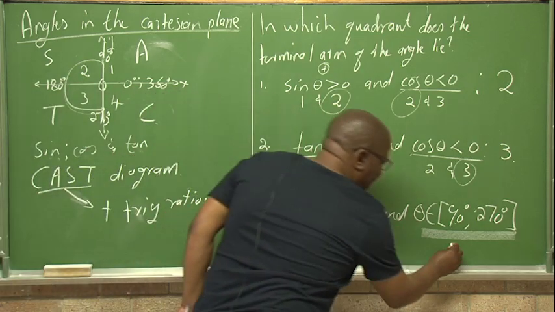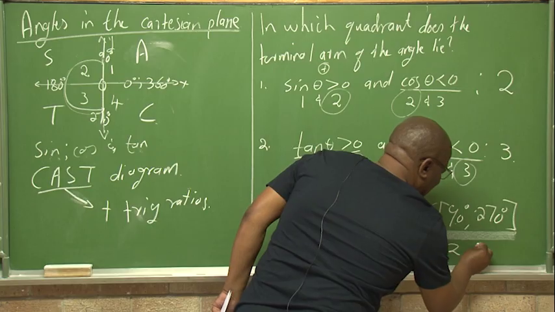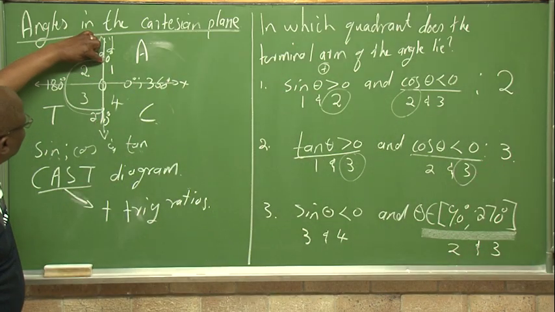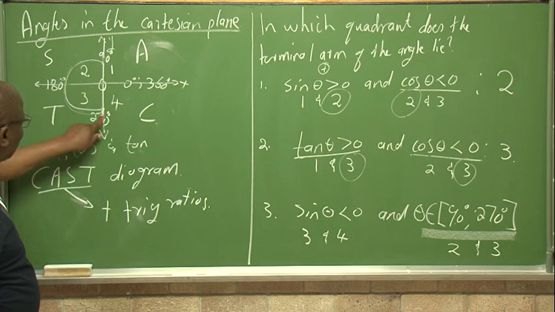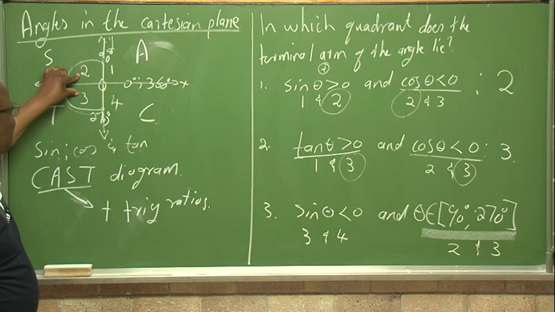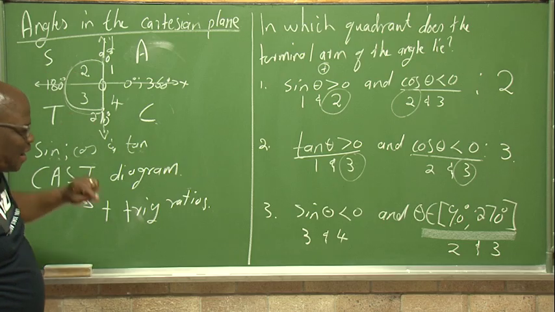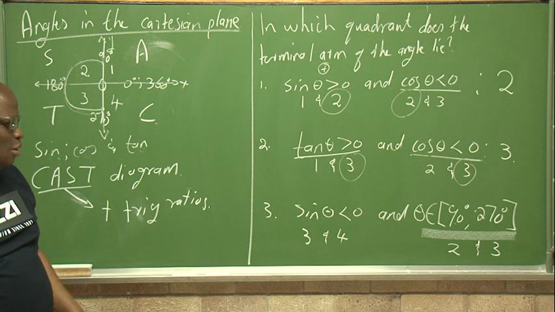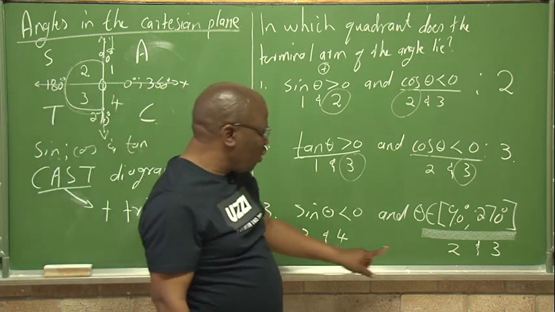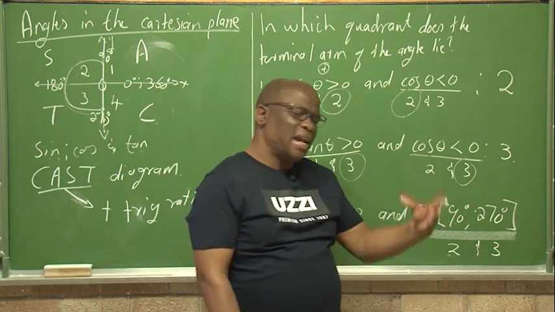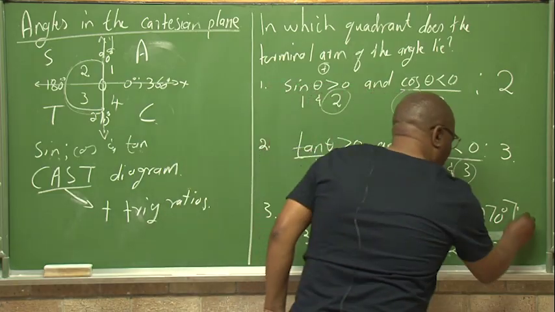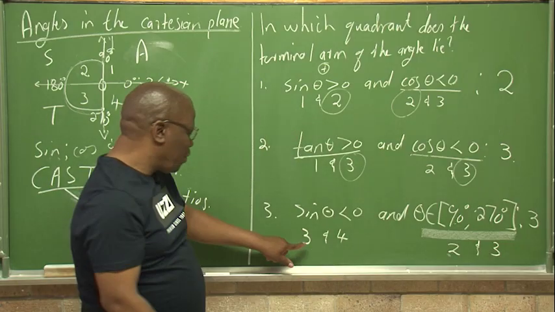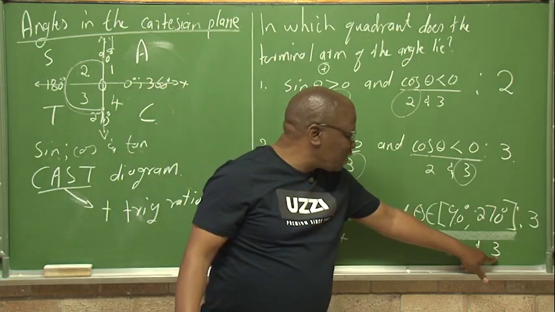So this interval here represents the second and third quadrant, because you start from 90 in an anti-clockwise direction to 270. The quadrants referred to there are the second and third. Now you study the situation. Which quadrant is common? You've got the third and fourth quadrant, and you've got the second and third quadrant. Now you draw a conclusion. The common quadrant here will be the third quadrant.